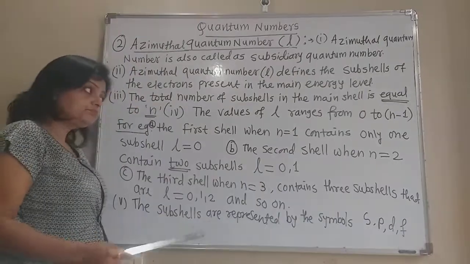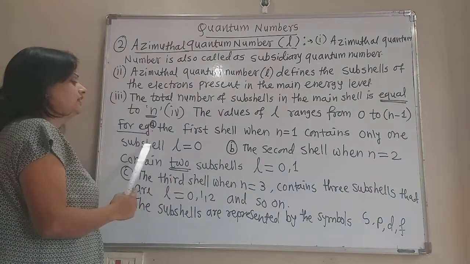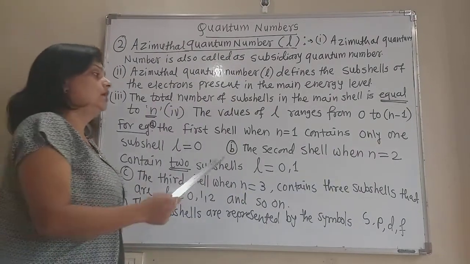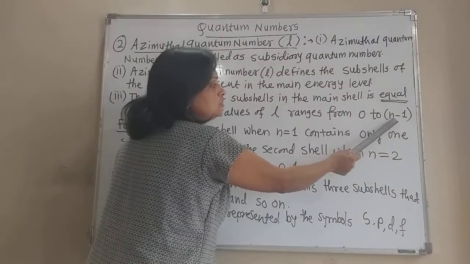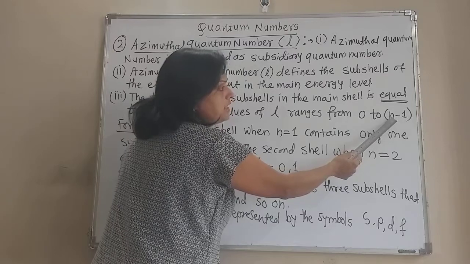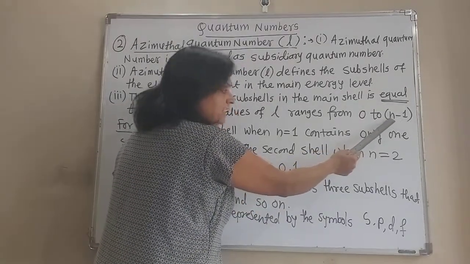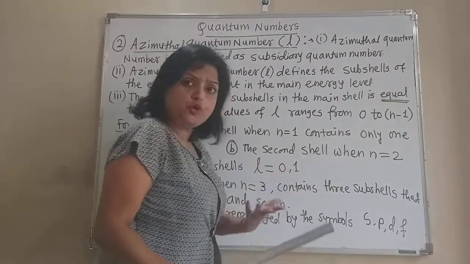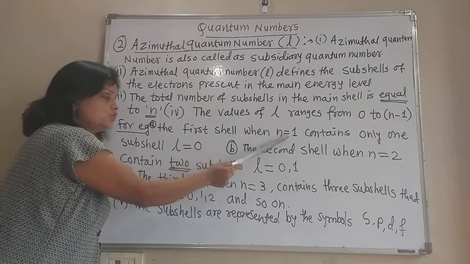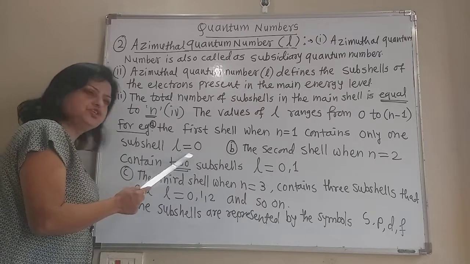For example, the first main energy level, when n is equal to 1, contains only one subshell, where l is equal to 0. Because as n is equal to 1, we start from 0 to n minus 1, so 1 minus 1 becomes 0. In this way, in the first shell where n is equal to 1, there is only one subshell and its value of l is equal to 0.